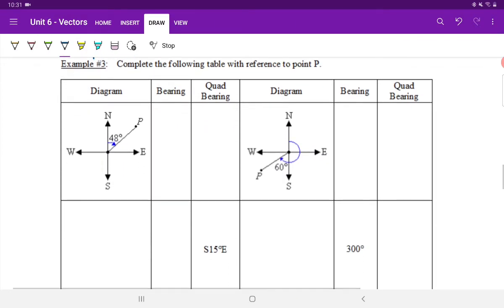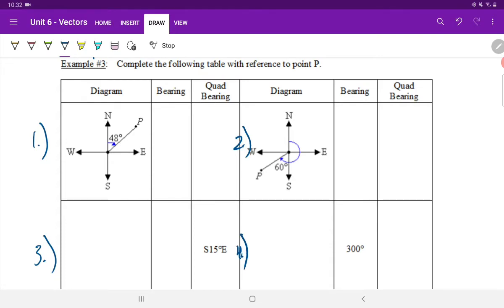All right, so now let's get some practice with bearings and quadrant bearings. So our diagram here has four questions. In each question, we're given one piece of information and we have to decipher what the other two pieces are. In this question, we're given a diagram showing an angle of 48 degrees from the north. That means our bearing angle is simply 48 degrees with a 0 in front. It has to have 3 digits. Our quadrant bearing is going to say north, 48 degrees towards the east. That's how you would state that as a quadrant bearing.